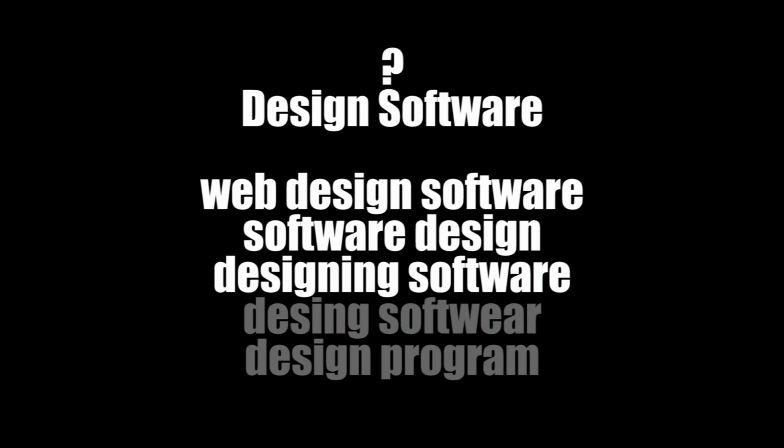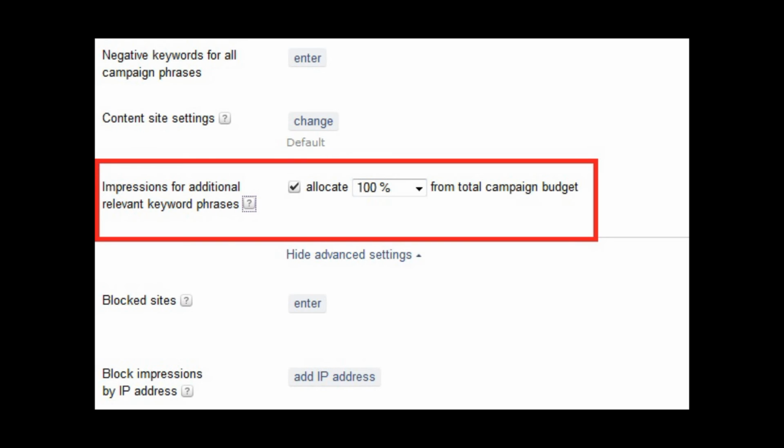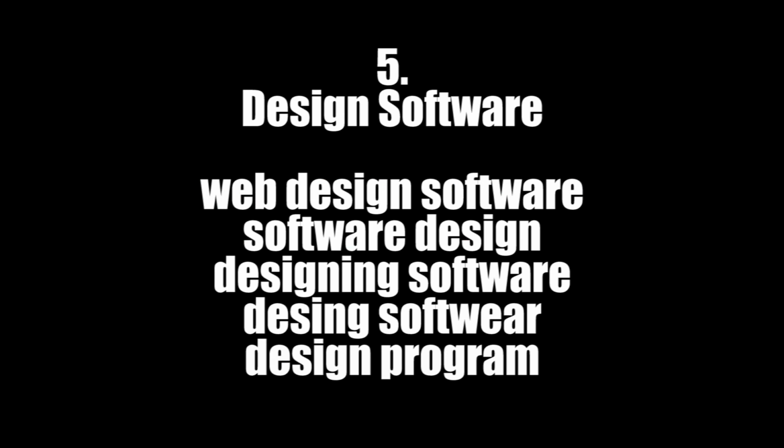Recreating Google Broad Match is more complicated because it cannot be done on a keyword level. Instead, you should add the keywords in default match and then go to the campaign settings where you can tick a box labelled impressions for additional relevant keyword phrases. Once that's done, your keyword will start picking up traffic on misspellings and synonyms.